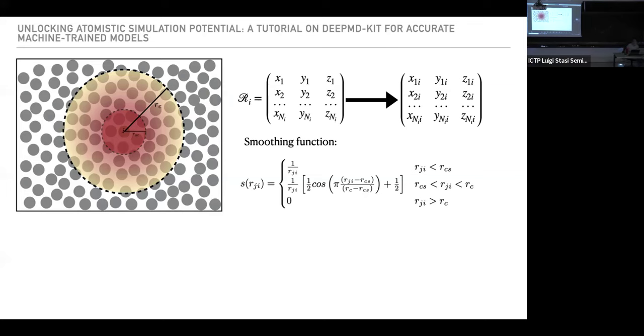No, it can't be. I mean, if you want to model a bulk system, then probably your cutoff will be shorter than for interfaces, I would say, because you have longer interaction there. But you have to tune it.